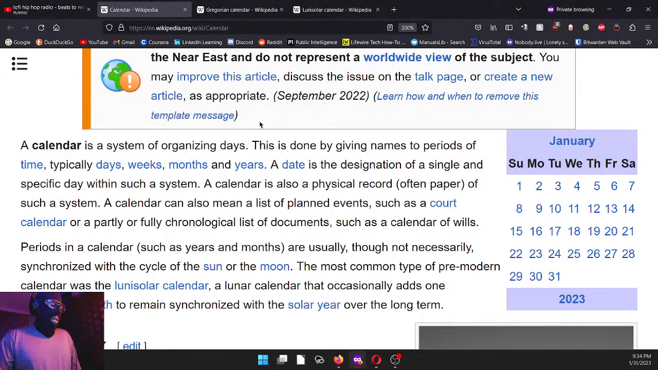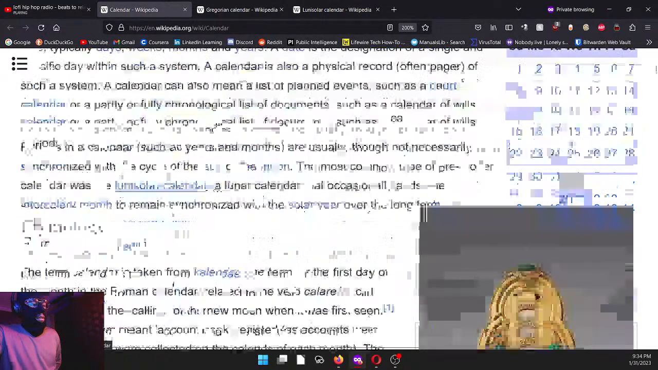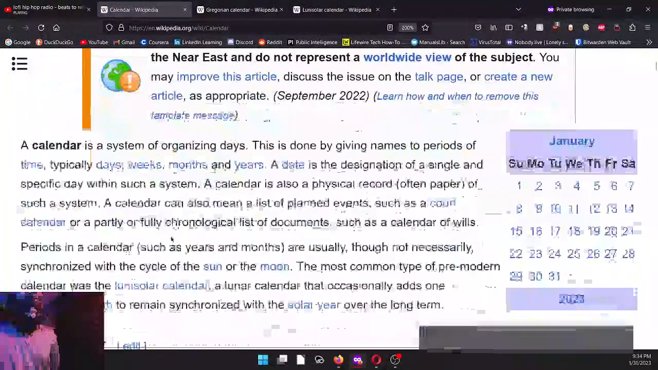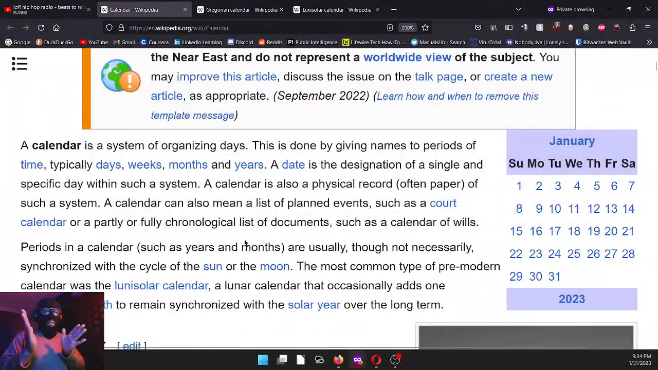Periods in calendars, such as years and months, are usual. Okay, it's not unusual, it's just usual. They are usually, though not necessarily, synchronized with the cycle of the sun or the moon. The most common type of pre-modern calendar was the lunar solar calendar, a lunar calendar that occasionally adds one intercalary month to remain synchronized with the solar year over the long term. Okay, so prehistorically that was the case. A mixture of the lunar and the solar calendar, just mooshing it together and seeing what comes to be.